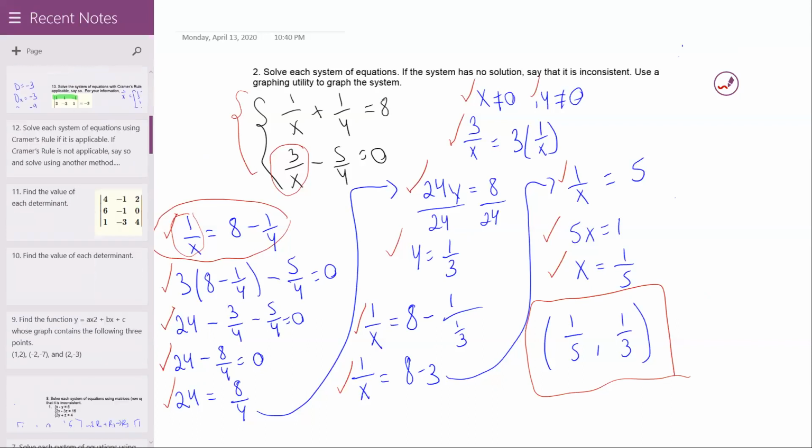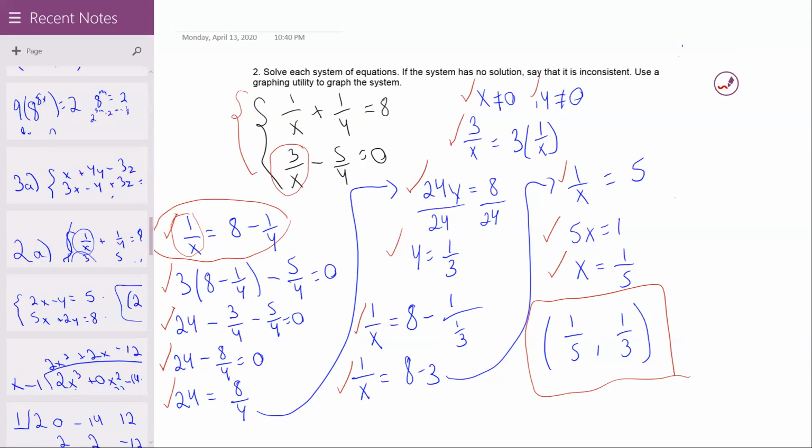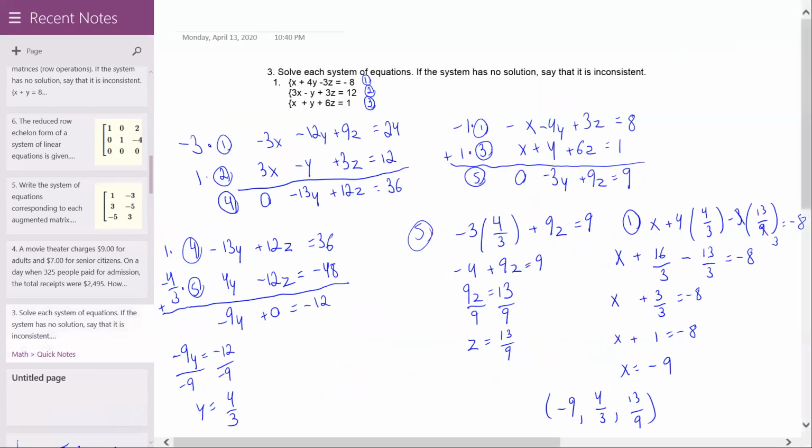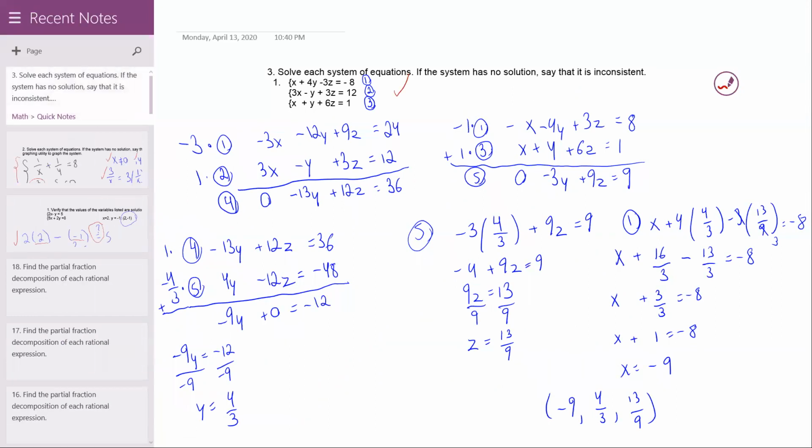So then we'll go to the next problem. Okay, so this says solve each system of equations, and if it doesn't have a solution, say that it's inconsistent. So the first thing I always do right here is I number my equations, because without that it's really easy to get confused, and as a grader I can tell you it's much easier to follow if you number your equations.